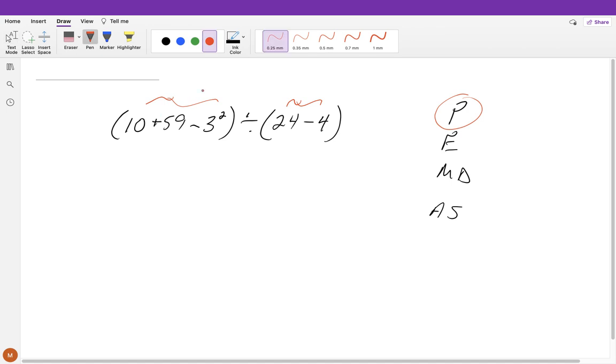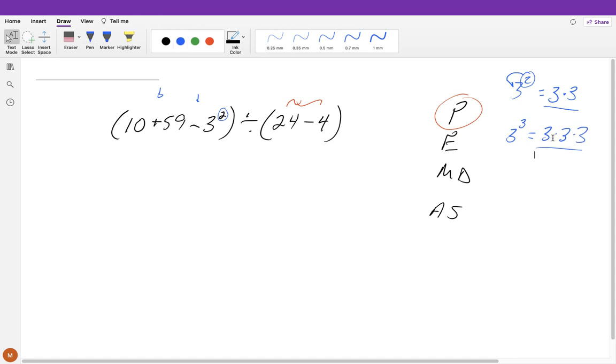I'm just going to focus on this left-hand parentheses first, and I'm going to go through it step by step and say, okay, what's being done? I see I have an addition. I see I have a subtraction, and this 3 with a little small 2 means exponent. For those of you who might not be aware, this power or exponent tells us how many times we're multiplying this base together. So this is saying we're multiplying 3 together 2 times. If it said 3 to the 3rd power, then it means we're multiplying 3 together 3 times. So it's just telling me how many times I'm multiplying that number together.